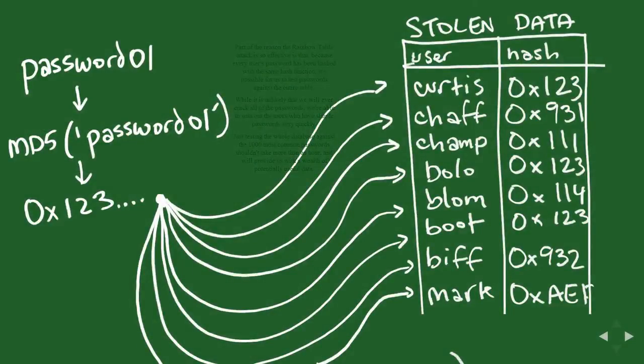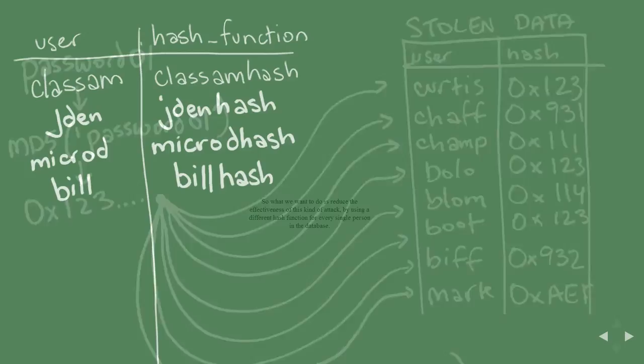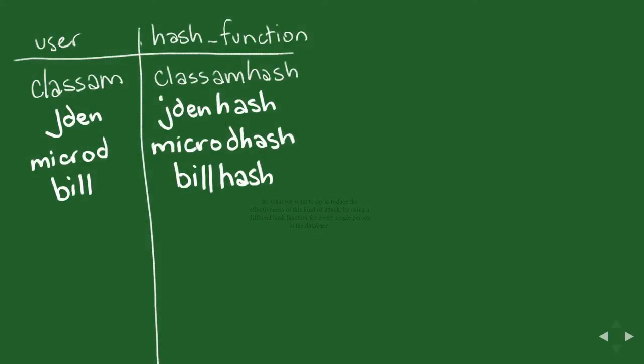Part of the reason the rainbow table attack is so effective is that because every user's password has been hashed with the same hash function, it's possible for us to test passwords against the entire table. While it's unlikely that we will ever crack all of the passwords, we're able to suss out the users who have simple passwords very quickly. Just testing the whole database against the 1,000 most common passwords shouldn't take more than an hour, and it'll provide us with a wealth of potentially useful data. So what we want to do is reduce the effectiveness of this kind of attack by using a different hash function for every single person in the database.